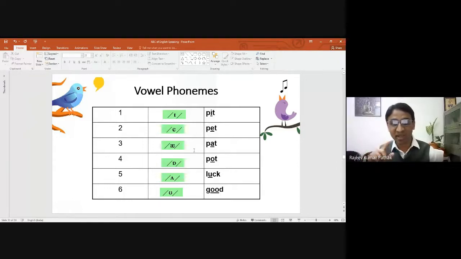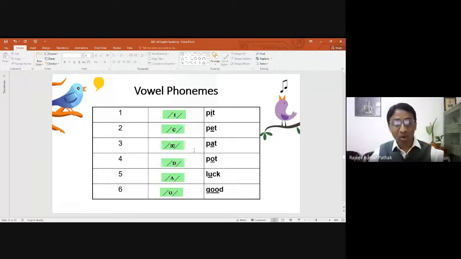So this is a sound. As in pat, bat, mat, hat, rat. We do not write pate, bait, mate. It's a sound. Pat, bat, mat, sat, rat, hat, like that.